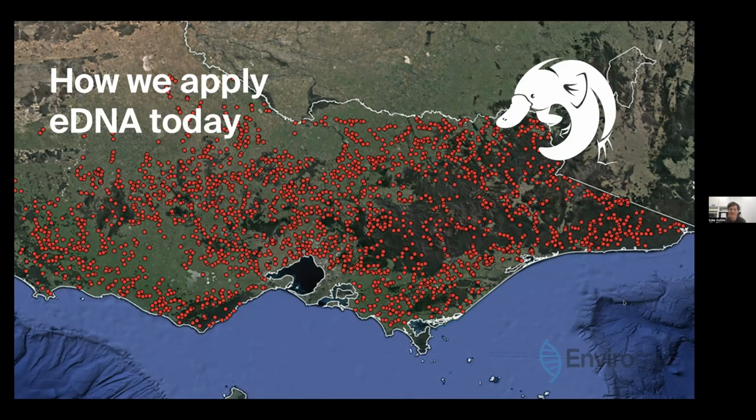And we're already seeing that that's extremely useful to detect change in time and to detect the impact of interventions or events like bushfires, floods, etc.